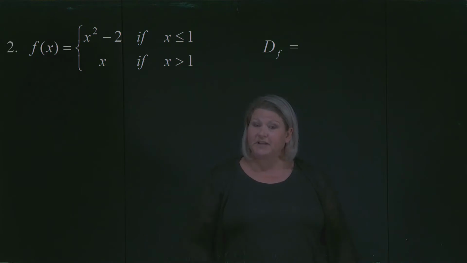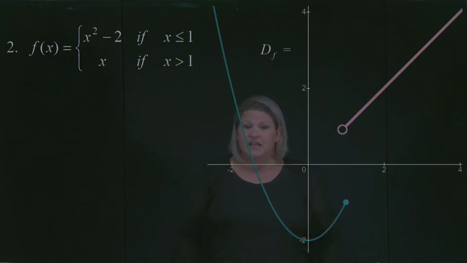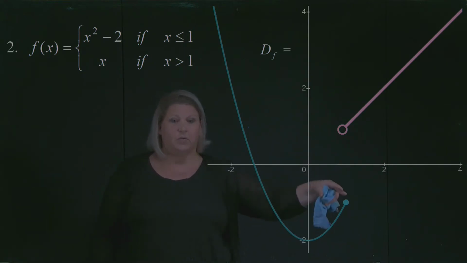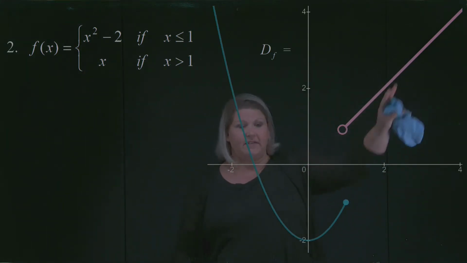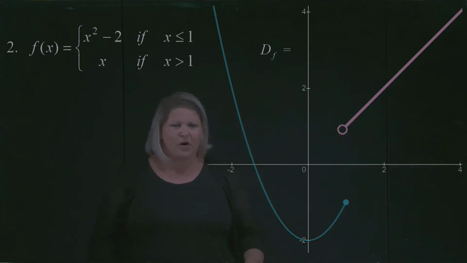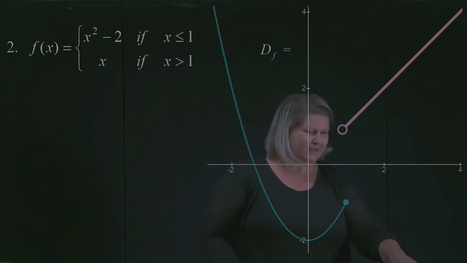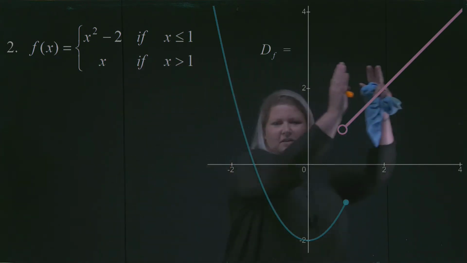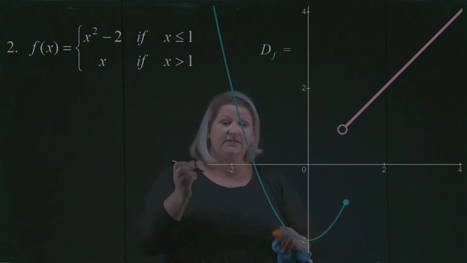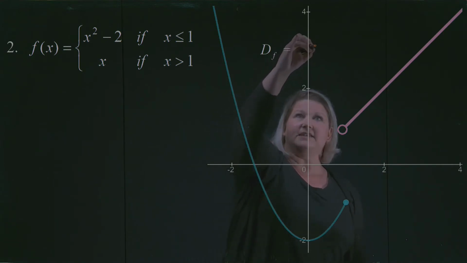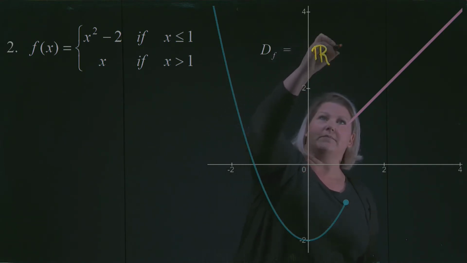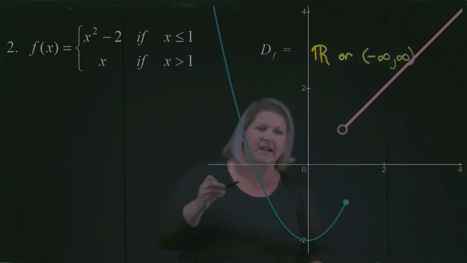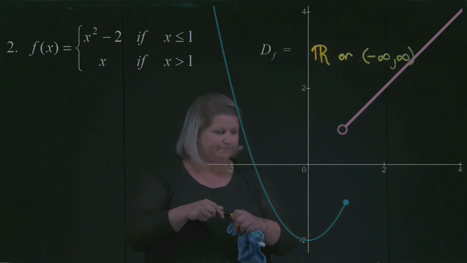Consider this piecewise function. Here we have x squared minus 2 until we get to 1, and then after 1 we have the graph of x. What is the domain of this function? Well, if you look at it, all the x values are covered. So this has a domain of all real numbers, or we can write it as an interval from negative infinity to infinity.